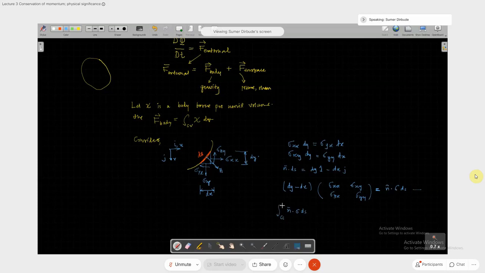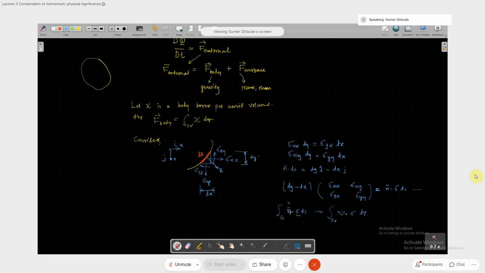But we also know that a control surface integral can be converted into a volume integral. So what is the equivalent control volume integral? N dot sigma ds, because of the Gauss divergence theorem, should be the integral of del dot sigma dv. Okay, that is your expression.